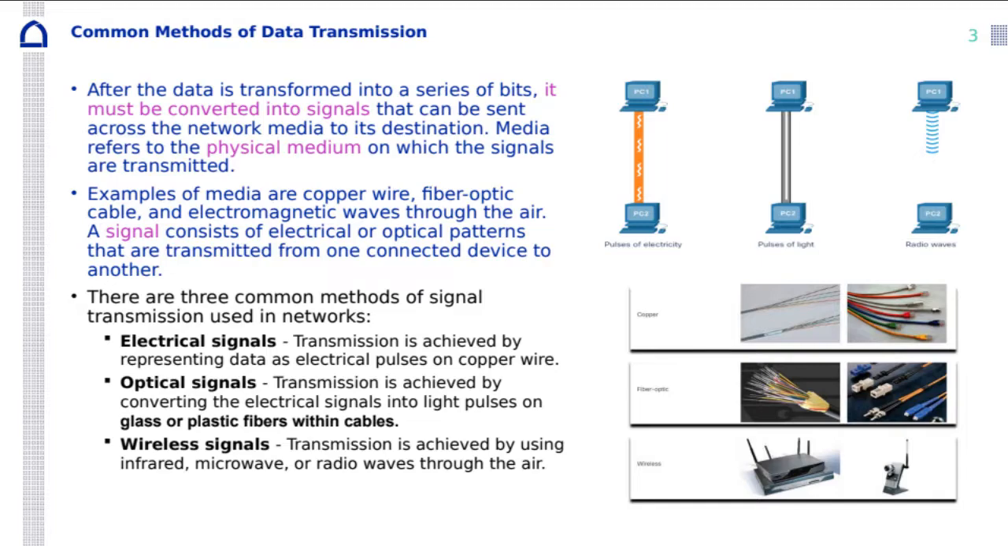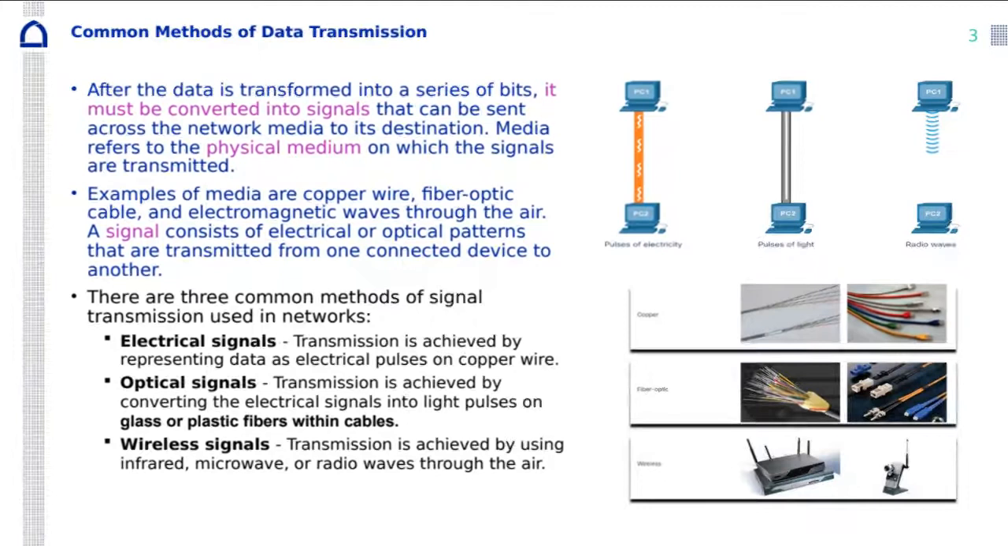So here, after the data is transferred into a series of bits, it must be converted into signals, okay? That can be sent across the network media to its destination. The media is the physical medium, okay? Such as fiber, copper, okay? Or electromagnetic wave in the air or in space. So a signal consists of electrical or optical patterns that are transmitted from the sender to the receiver.